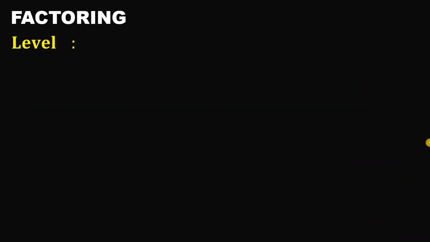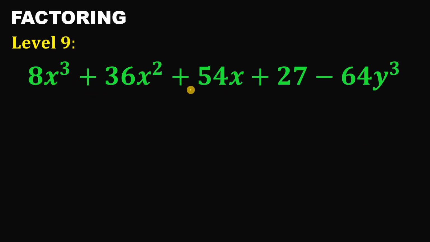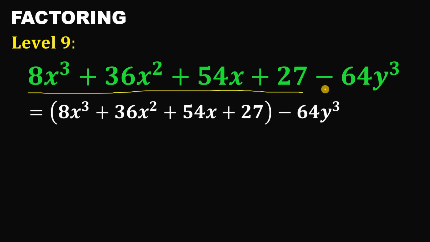Let's have level number 9. Here's the question. We have 8x cubed plus 36x squared plus 54x plus 27 minus 64y cubed. Now pause this video right now and see if you can answer this question, because I will show you the solution in 3, 2, 1. Alright, now to answer this question, let's separate this term to negative 64y cubed.